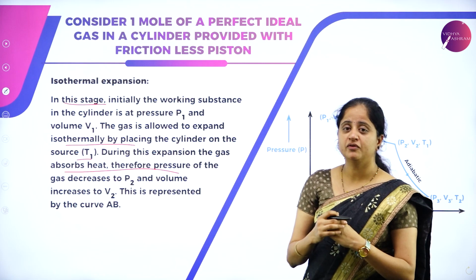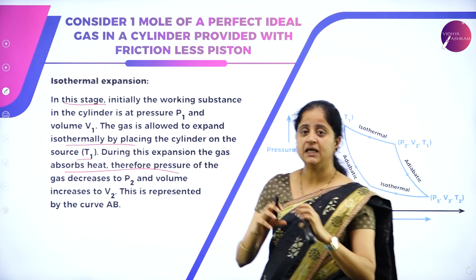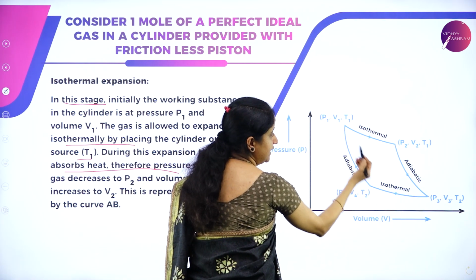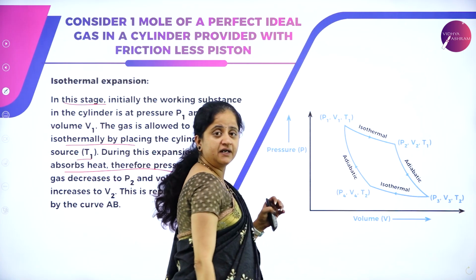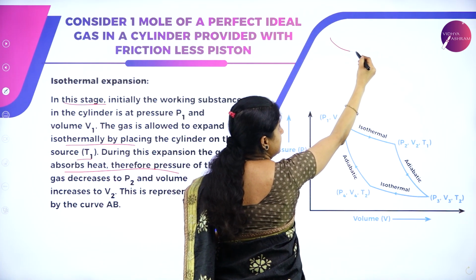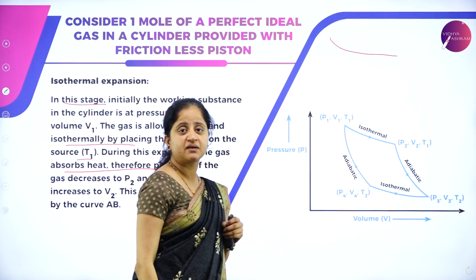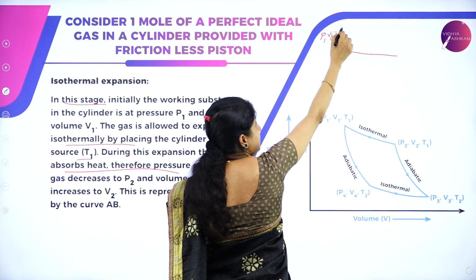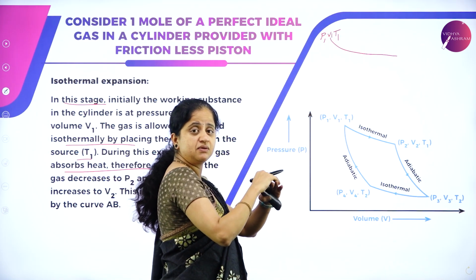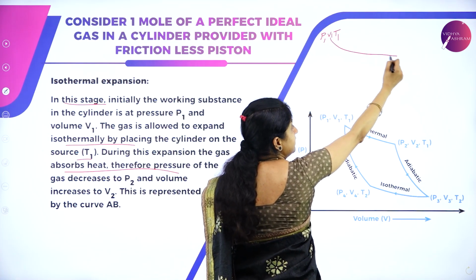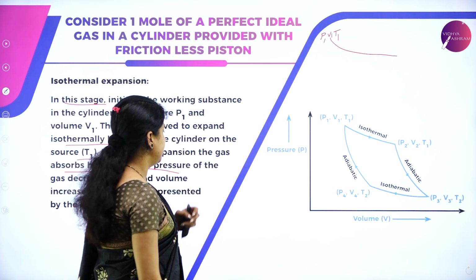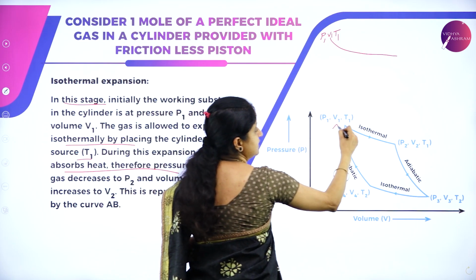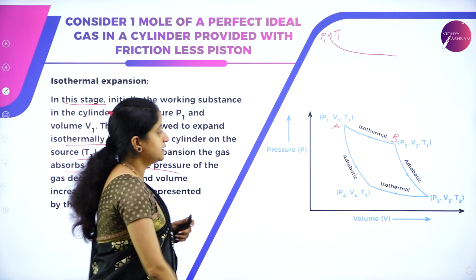The pressure and volume of the gas will vary. How does it vary? As the gas gets heated, the pressure of the gas will decrease and the volume will increase, and hence the curve is drawn in this shape. The pressure is decreasing and the volume is increasing during isothermal expansion. Initially the pressure was P1, volume V1, placed on a source with temperature T1. The gas is allowed to expand, and hence the pressure decreases and the volume increases. That is our first stage, and isothermal expansion is represented by the curve AB.